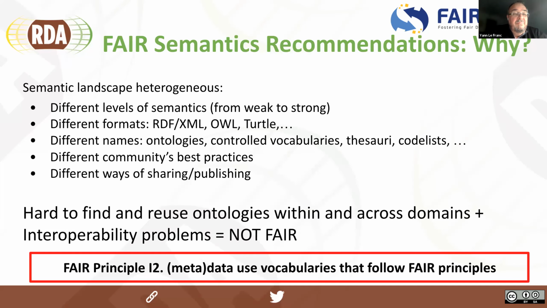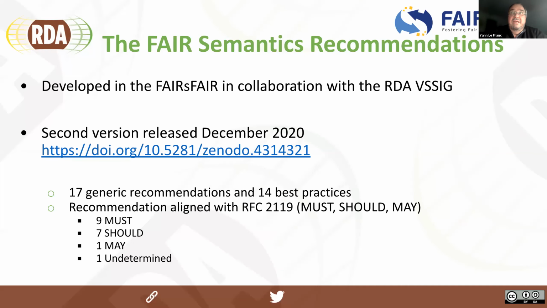That's a problem because if you want to implement the FAIR principles for data, you need to comply with FAIR principle I2, which requires that the metadata and the data use vocabularies that themselves follow the FAIR principles. So what we did, starting in 2019, was to look at various community recommendations that exist out there and think about recommendations that could help ontologists, developers, and the semantic web community to develop FAIR semantic artifacts.